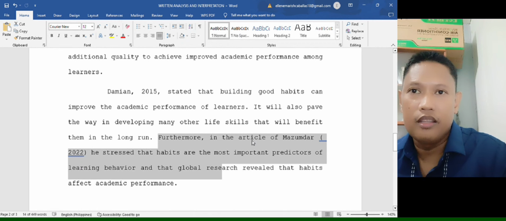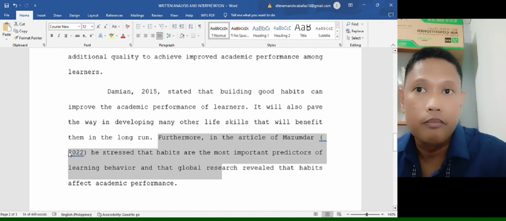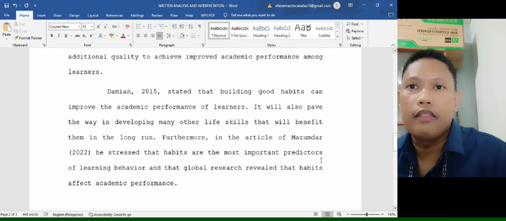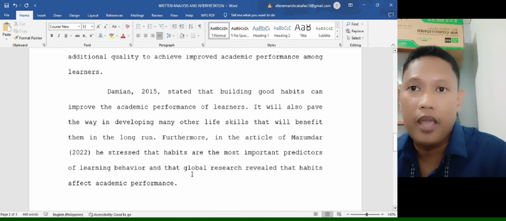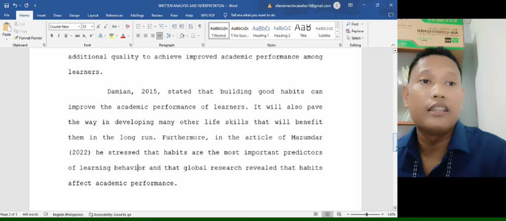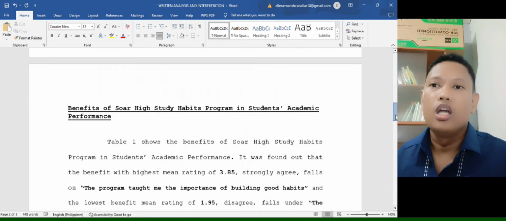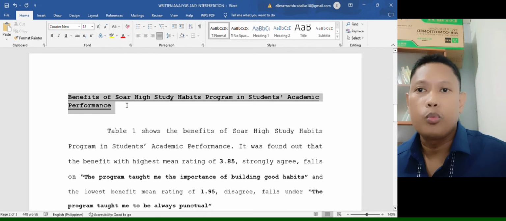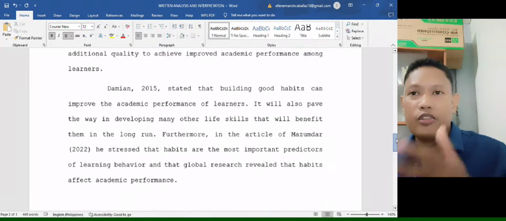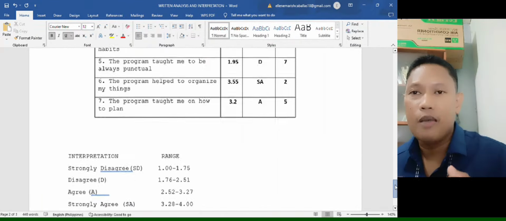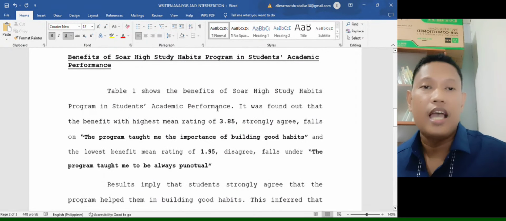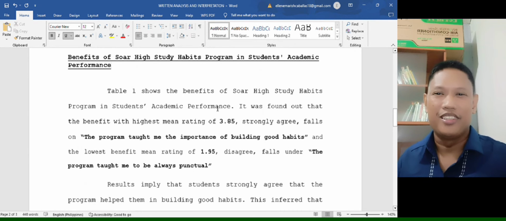Okay? And I got another article. Furthermore, in the article of Mazumdar 2022, he stressed that habits are the most important predictors of learning behavior and that global research revealed that habits affect academic performance. So I got 2 articles there which supported my result. Okay, so that's the title, and there are 3 paragraphs, and we also have a table. So that's how we present the analysis and interpretation. Okay.